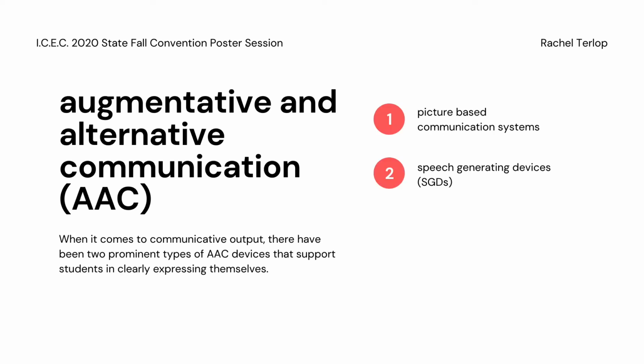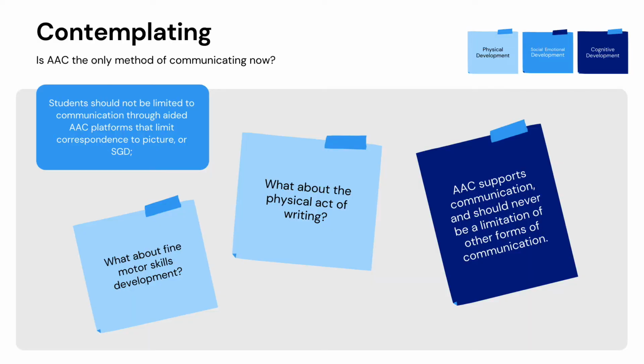With augmentative and alternative communication devices, or AAC, there are typically two types: picture-based communication systems and speech-generating devices. These, however, are not teaching the students to read letter by letter, sound by sound, or write letter by letter and sound by sound. So here's what I'm thinking. Is AAC the only method of communicating for students who are nonverbal? Are educators teaching students beyond the limitations of this AAC device?